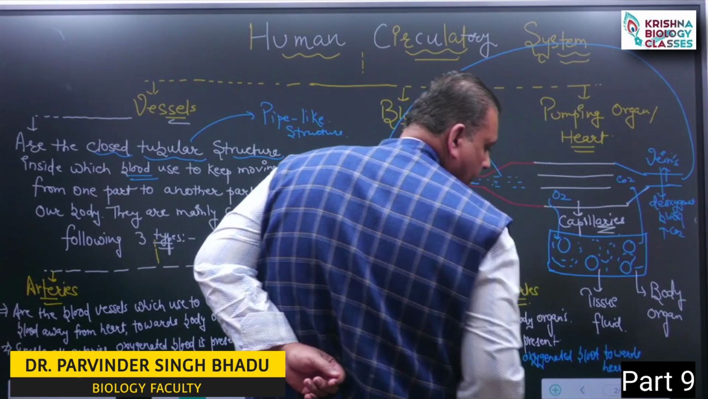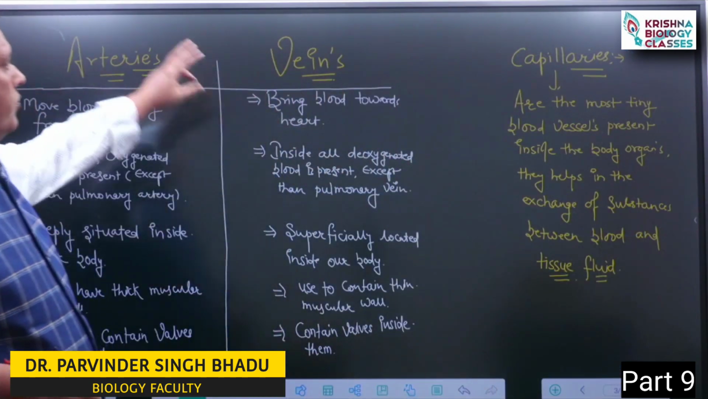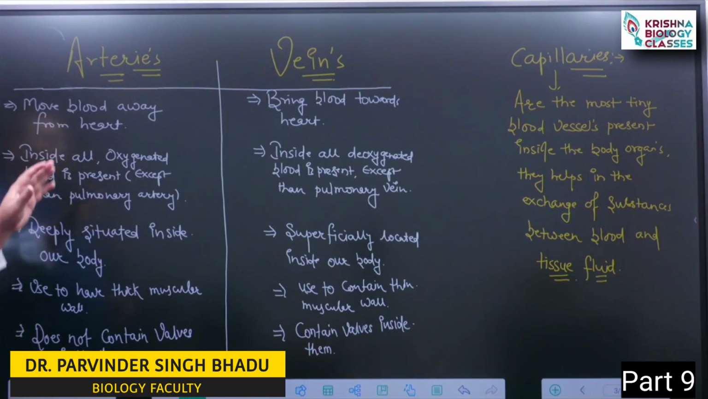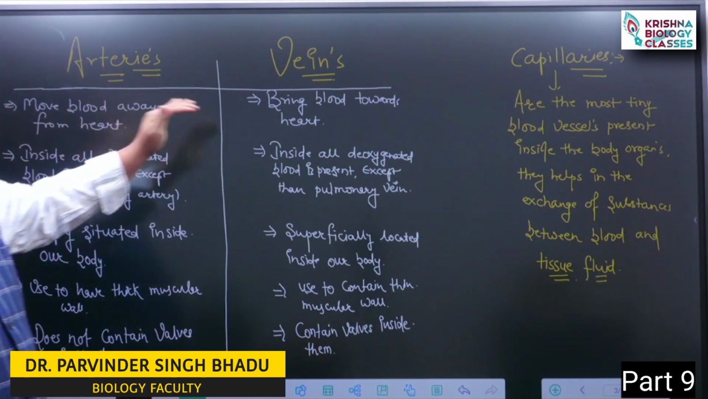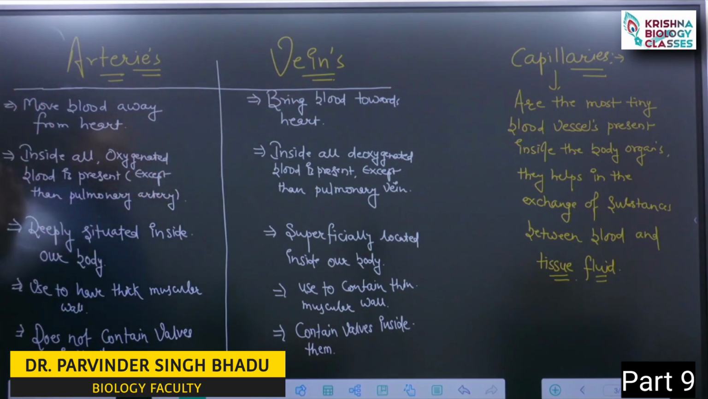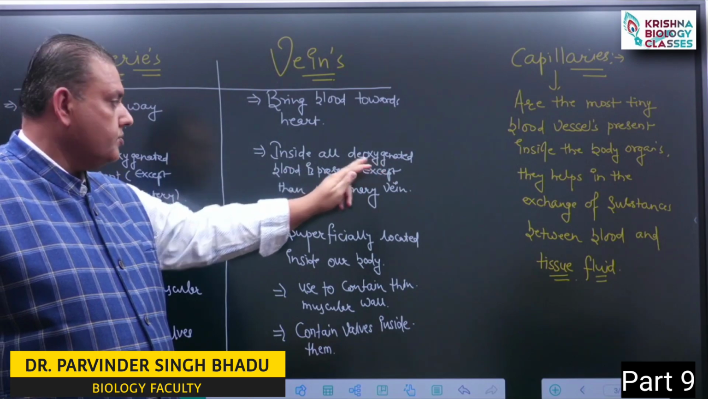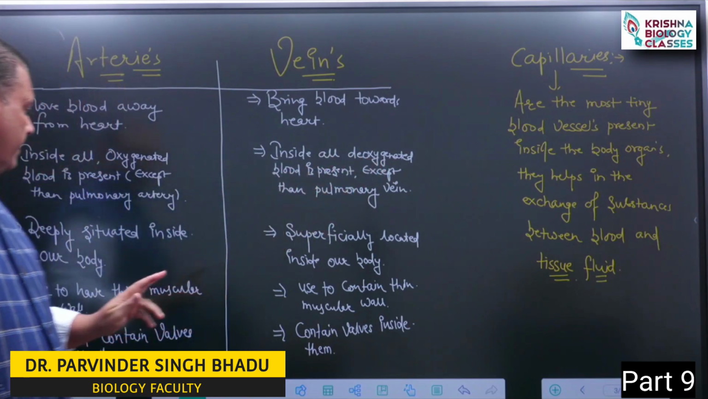So you need to remember the difference between arteries and veins. Arteries move blood away from the heart, veins bring it towards the heart; arteries carry oxygenated blood except the pulmonary artery, and veins carry deoxygenated blood except the pulmonary vein.